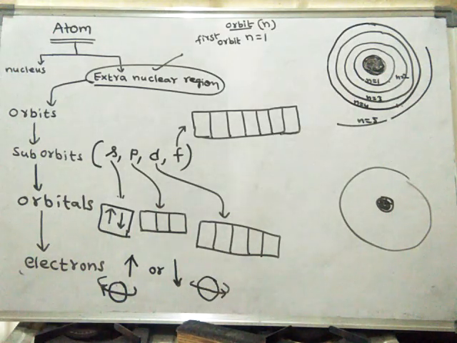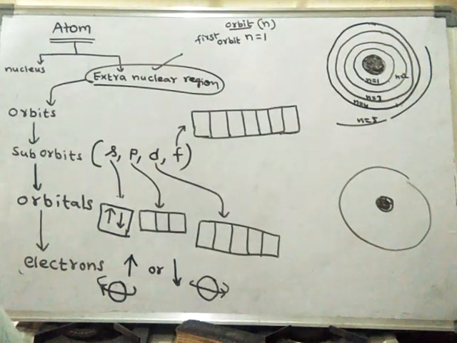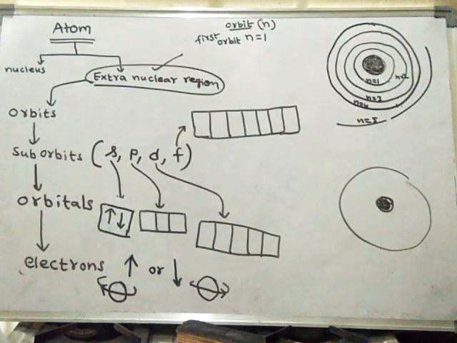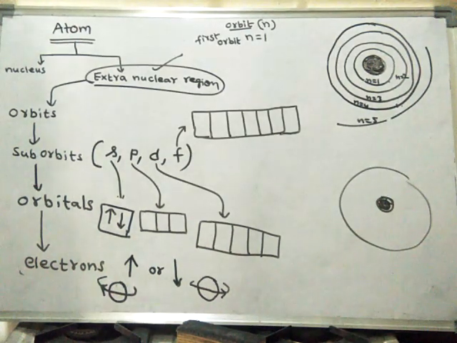There is no third electron. So maximum how many electrons can an orbital contain? Maximum of 2 electrons only. Right, like this.